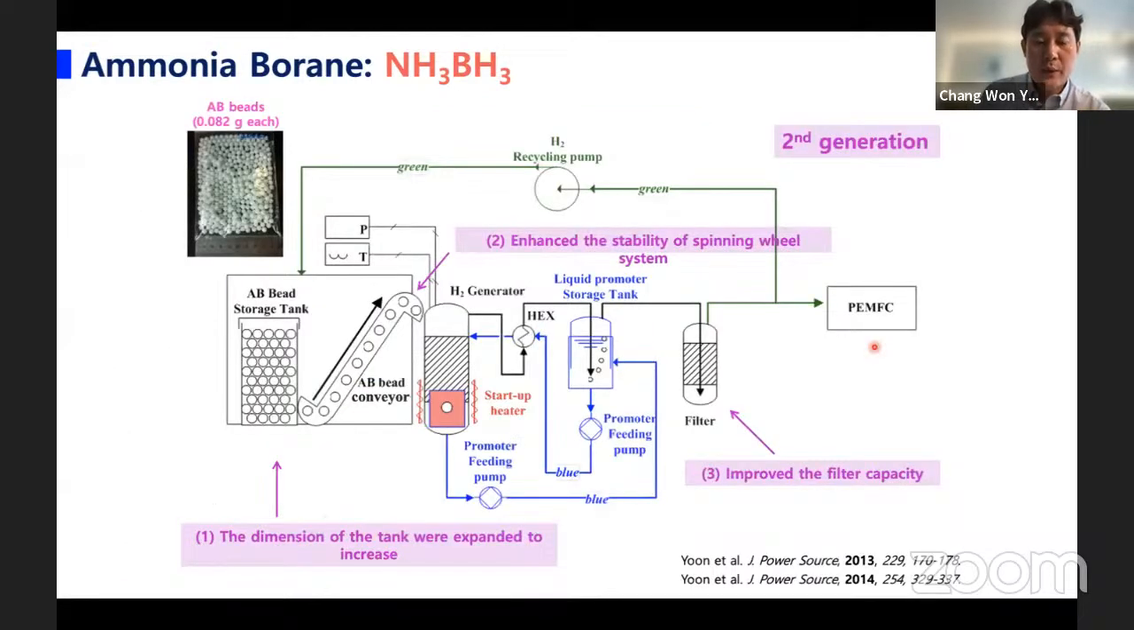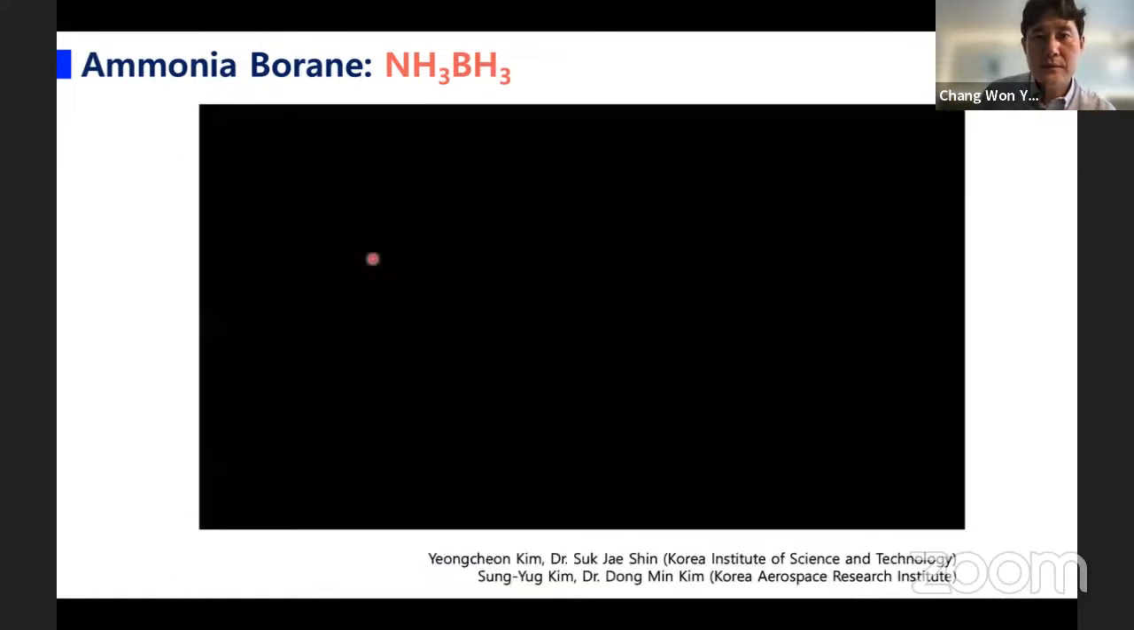Okay, so based on this ammonia borane and our developed metal-free catalyst, we designed the reactor shown here. Ammonia borane is a solid, so we make ammonia borane beads and take the beads by conveyor, and the ammonia borane is delivered into the reactor, and the reaction goes and produces hydrogen. The hydrogen was actually delivered into, okay, just let me have a quick break.